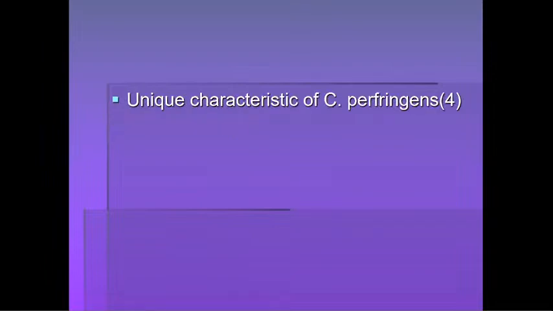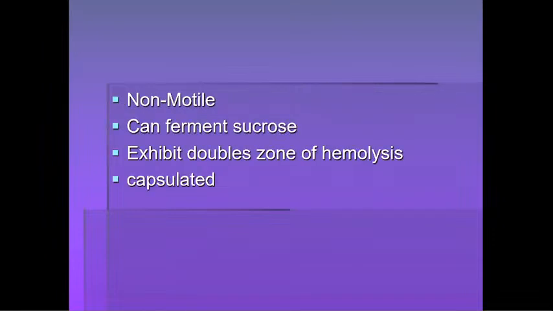Clostridium perfringens has the following unique characteristics. It's non-motile. It can ferment sucrose. It exhibits a double zone of hemolysis, and it is encapsulated. These are the findings.